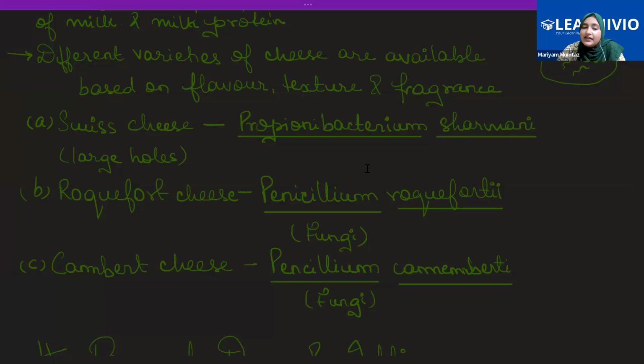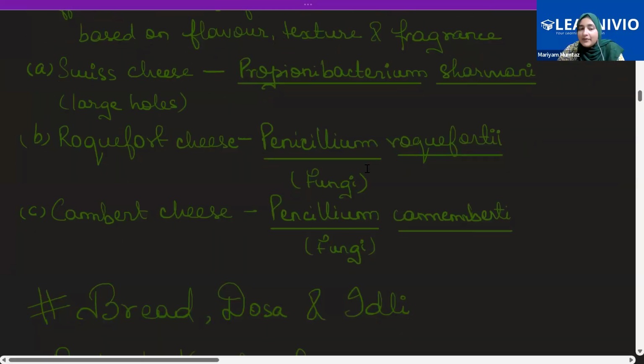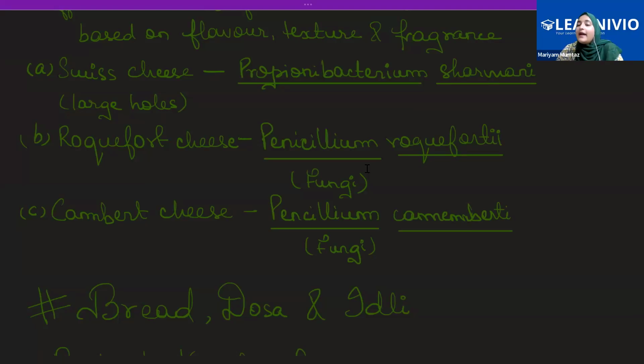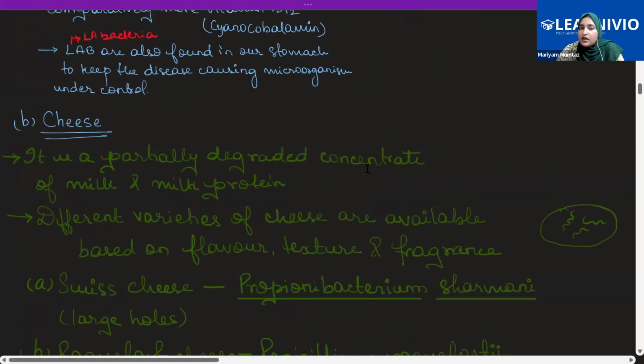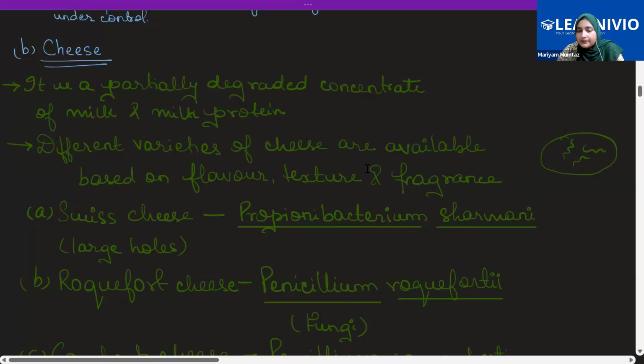Then there's another kind of cheese called Roquefort cheese. This is made by the fungus called Penicillium roqueforti. And lastly, there's camembert cheese, which is made by Penicillium camemberti, which is again a fungus. So bacteria and fungus both are involved in the ripening of the milk to form cheese. So that's the second product we get from microorganisms.